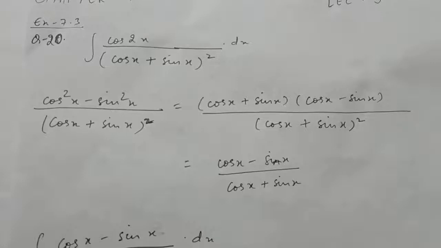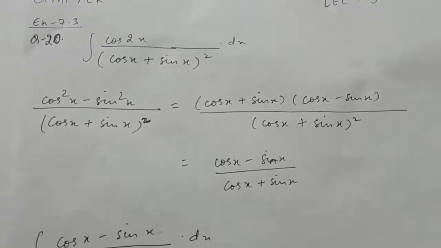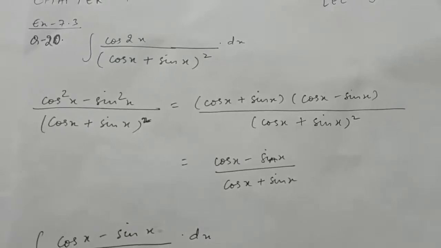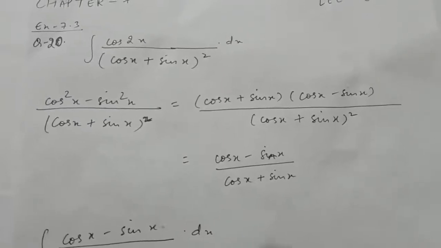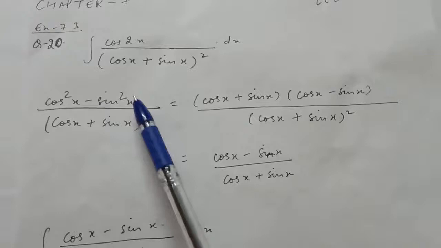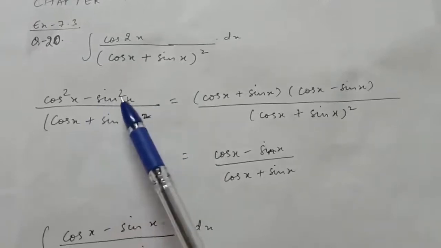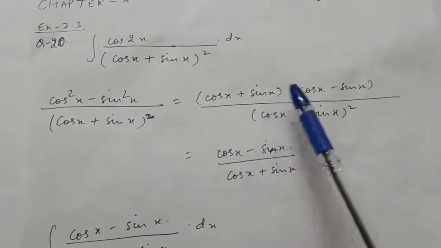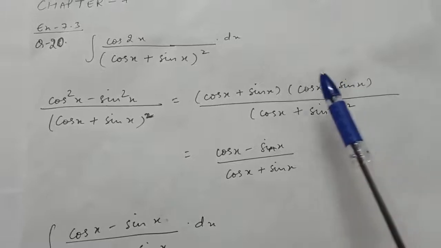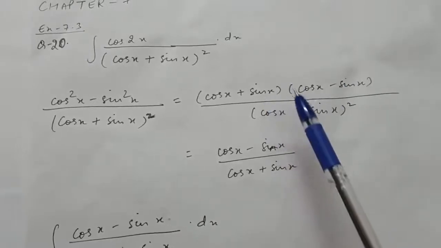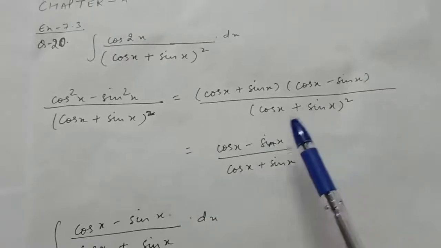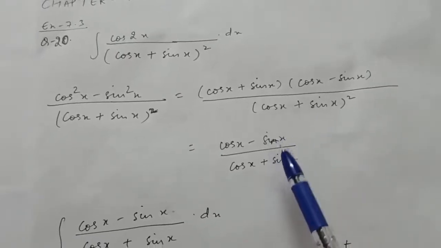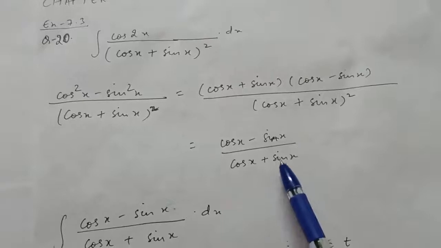Question number 20 is the integral of cos 2x upon (cos x plus sin x) whole square into dx. You know this formula of cos 2x: cos square x minus sin square x. Now this can be written as (cos x plus sin x) into (cos x minus sin x). Cancel this cos x plus sin x with one of the cos x plus sin x in the denominator. So you will get (cos x minus sin x) upon (cos x plus sin x), right?